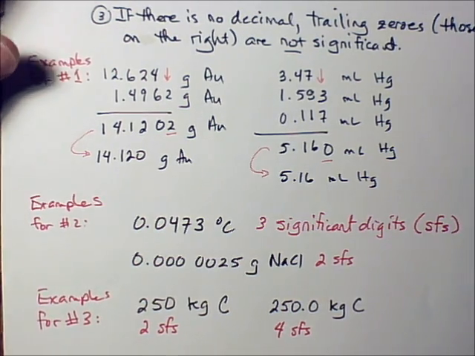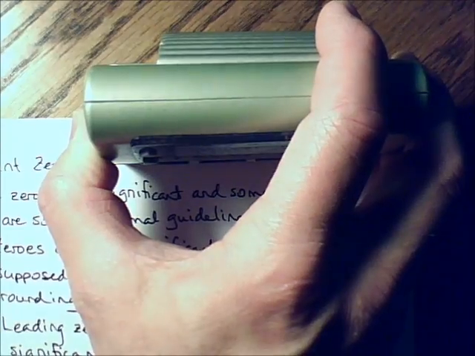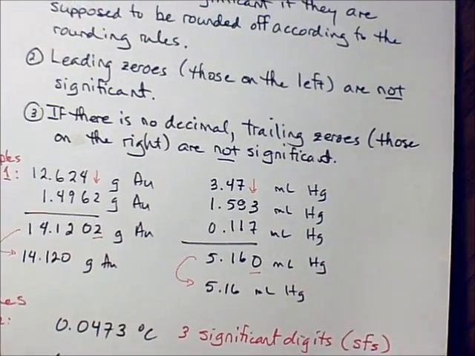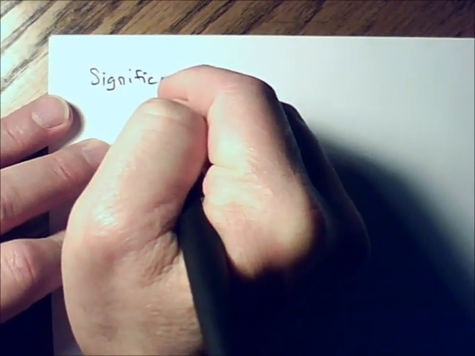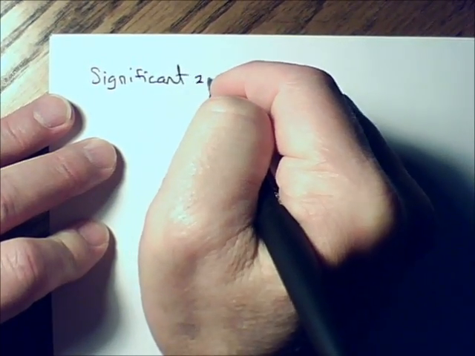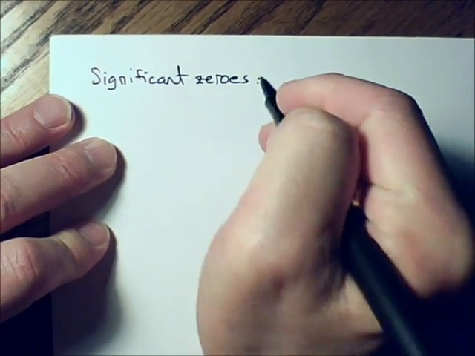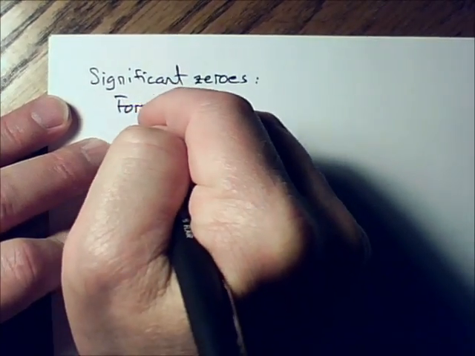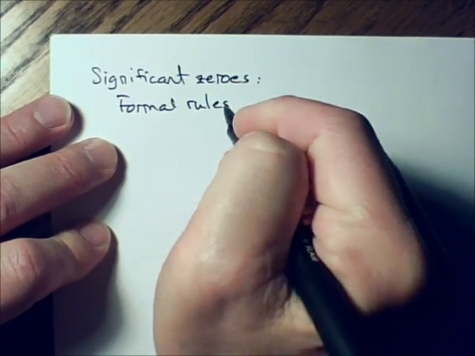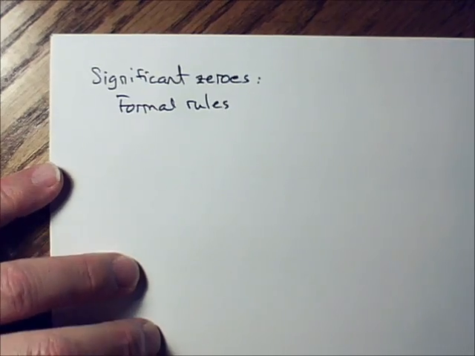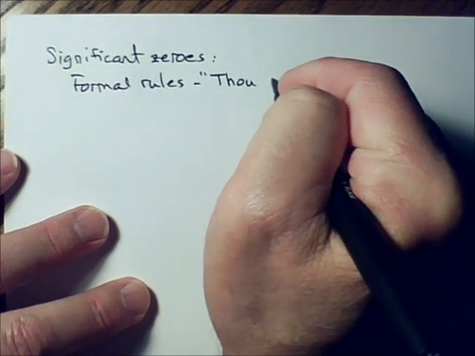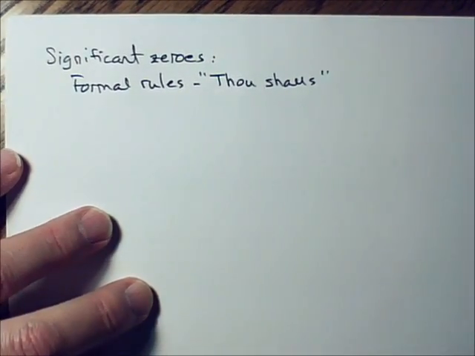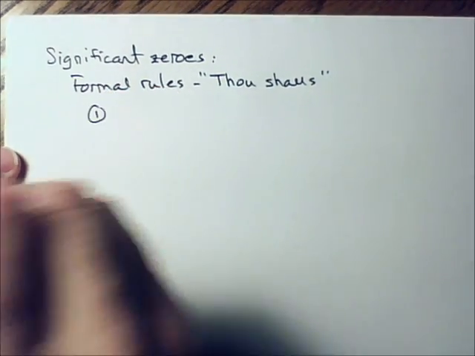All right then, everybody got that written down? Okay, so let's go and look at the formal rules then. I find these informal ones easier to remember and use. You might like the formal rules. Okay, so significant zeros here. So here's the formal rules. These are the thou shalls.